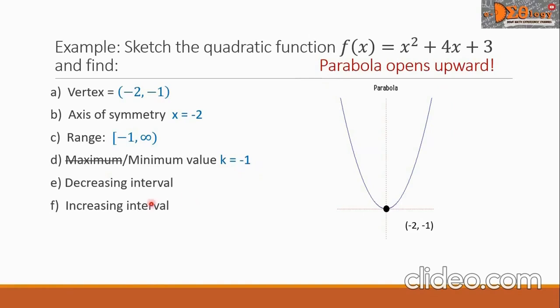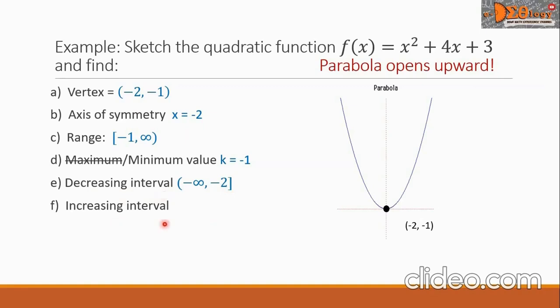Now for letter E, let's have the decreasing interval. The parabola is opening upward. The left side of the graph with respect to the symmetry is our decreasing interval. And our interval notation is negative infinity up to h. So we will just change this h by our x coordinate of the vertex. So we have negative infinity, comma, negative 2, square bracket. So we are done with decreasing interval.